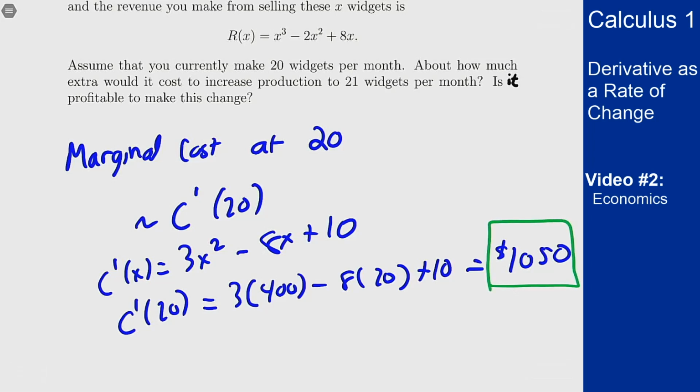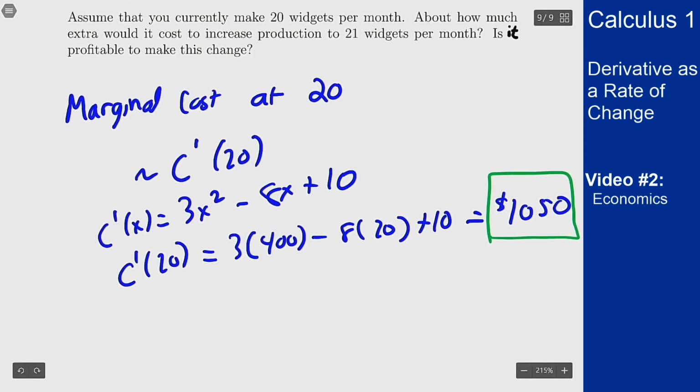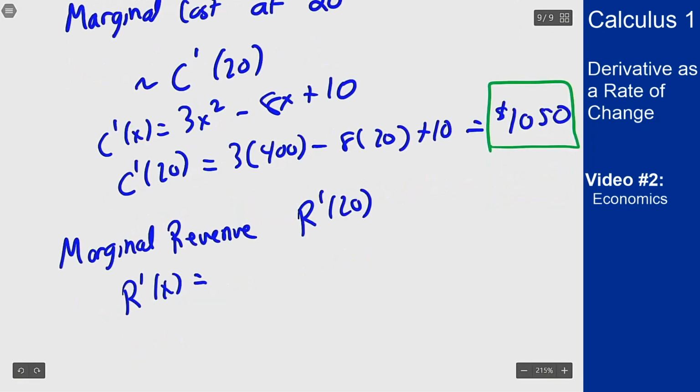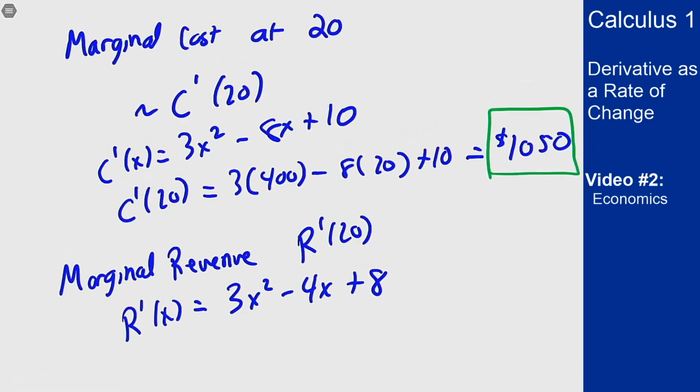Now, is it profitable to make this change? Well, to do that, I'm going to need to figure out what the marginal revenue is for going from 20 to 21 and see if that outweighs the costs. So what's the marginal revenue at 20? Well, this will be r prime of 20. So I can find r prime of x, which is 3x squared minus 4x plus 8. And I can plug in 20 here.